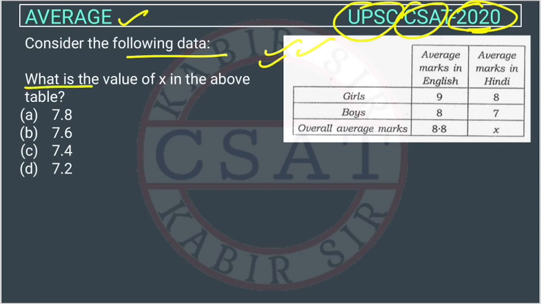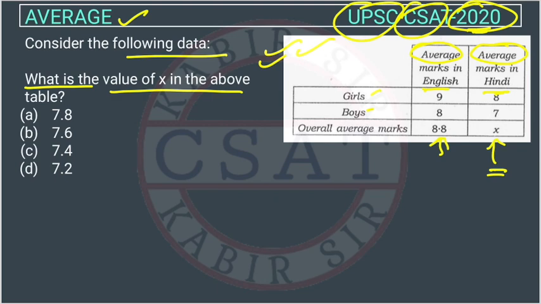But in the CSAT paper, what you have to do is just try to make an equation. If you are able to make an equation, then you can solve it, I can assure you that, right? So this is a simple average question because the average is given. What is given? The average marks in English and the average marks in Hindi for both girls and boys are given, and the overall average marks of boys and girls in English and in Hindi is asked, right? So we have to just convert it into an equation.